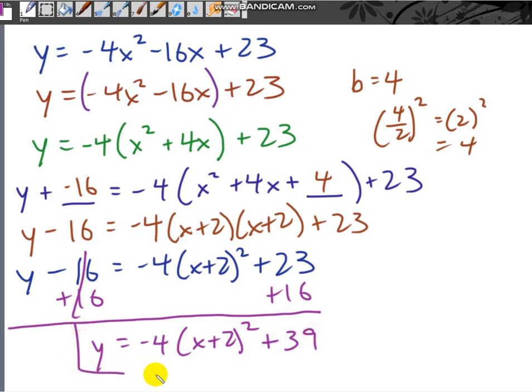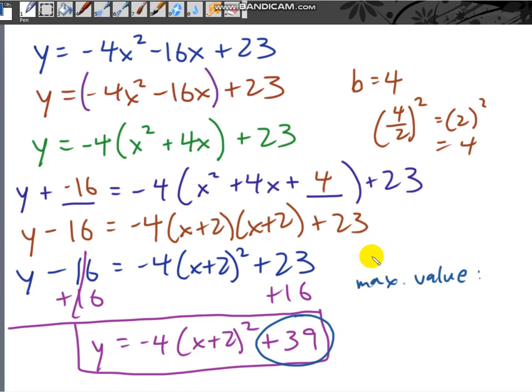All right, cool. So that's how you transform this expression on top into the form on the bottom. Now let's go ahead and identify our maximum value. In order to identify our maximum value, again, all we do is just look at this number in front here. So the maximum value is going to be y equals 39.